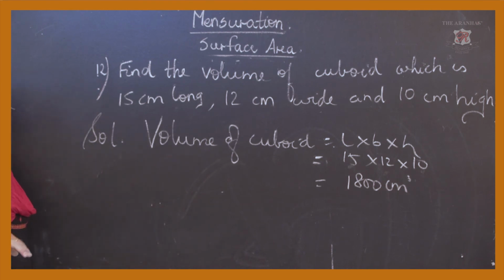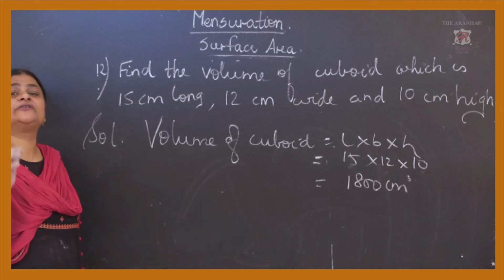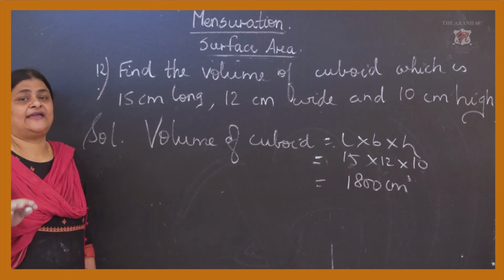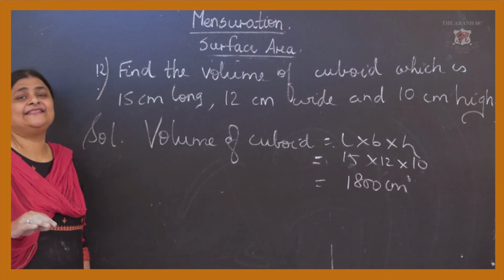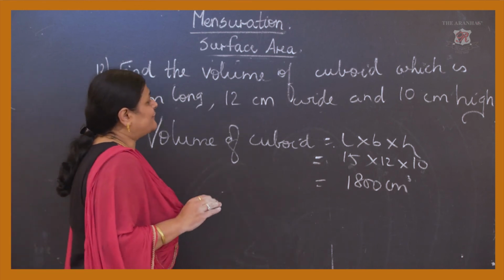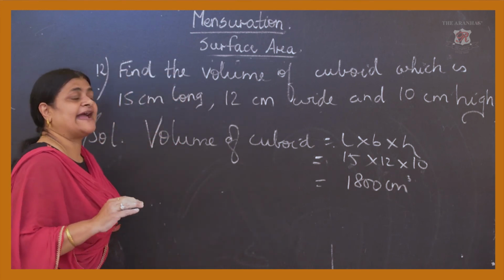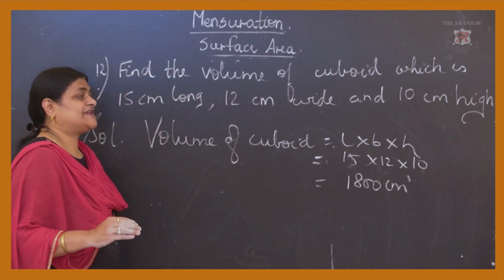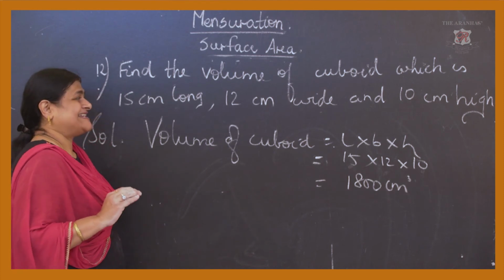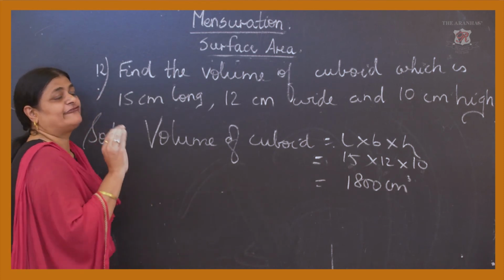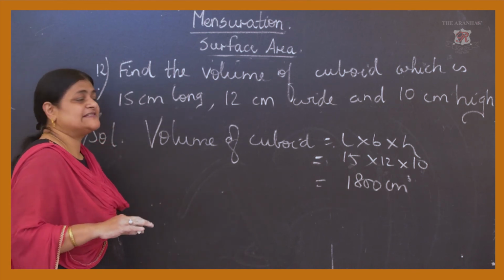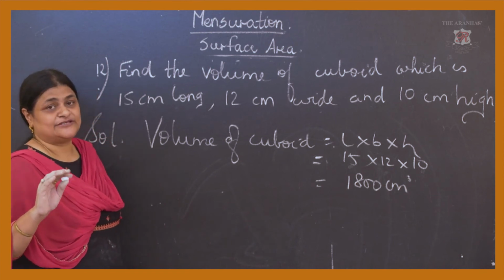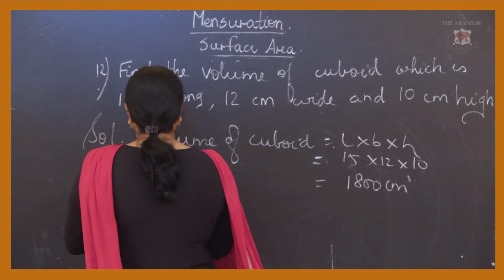You have to find the volume of the cuboid, and you have got 1800 centimeter cube. They have given you the length, the breadth, and the height also. So here you write the formula: volume of cuboid is length into breadth into height, which is 15 into 12 into 10, and that will give you 1800 centimeter cube. The volume of cuboid is nothing else but 1800 centimeter cube. This is your answer.